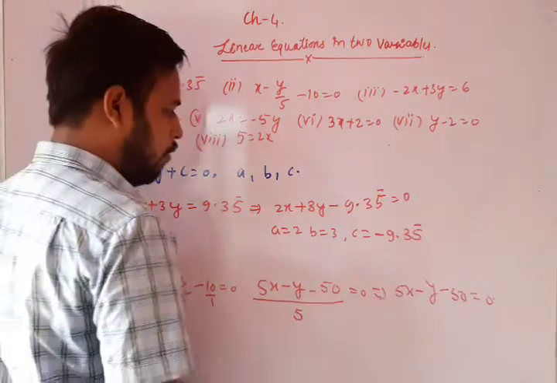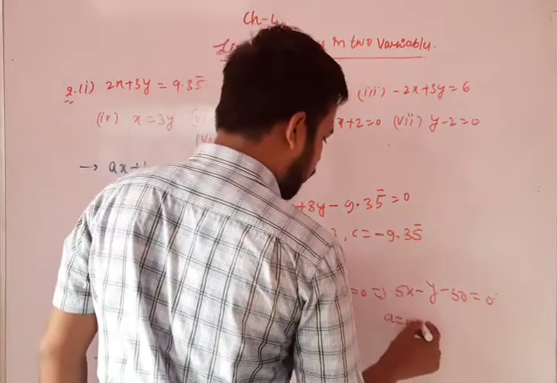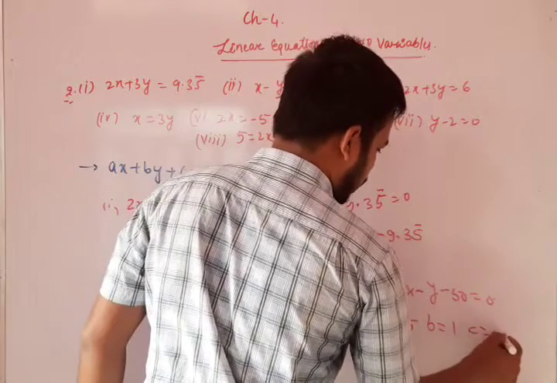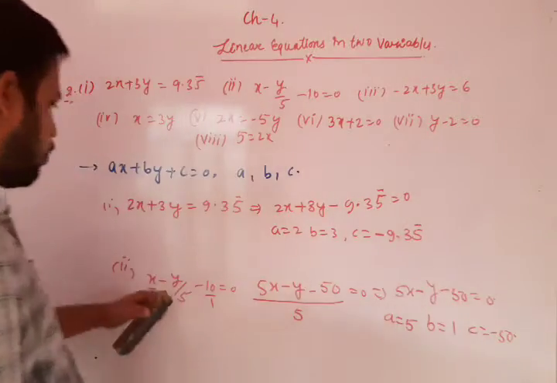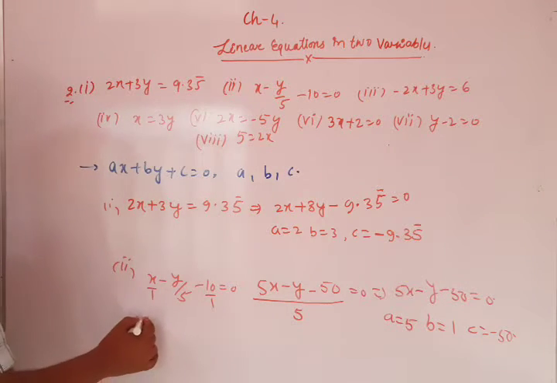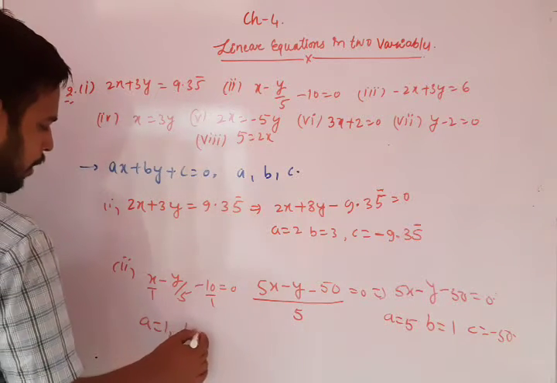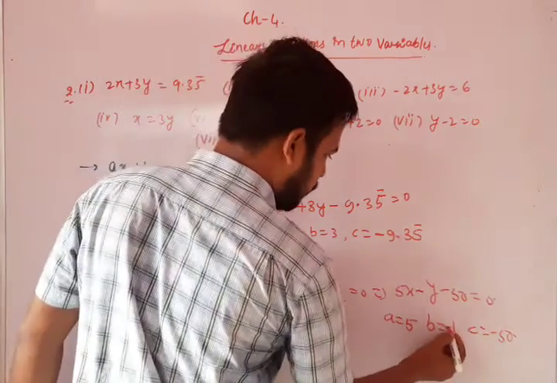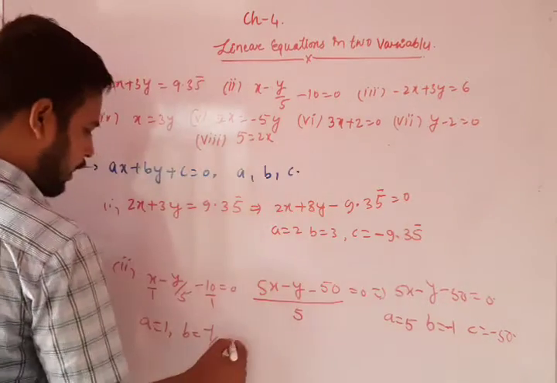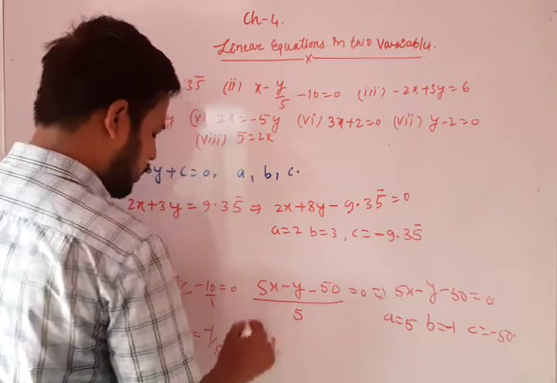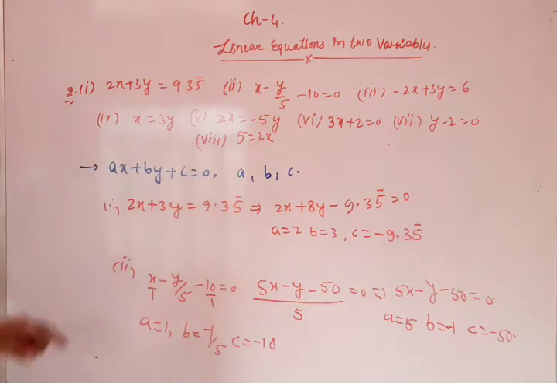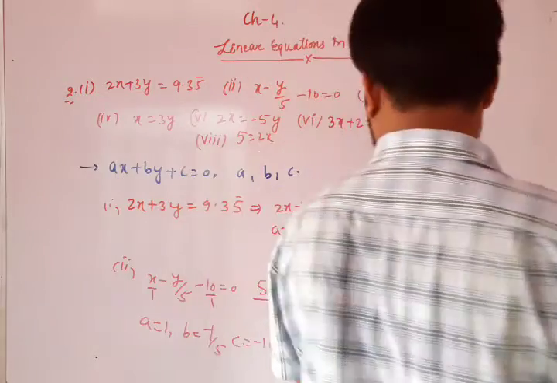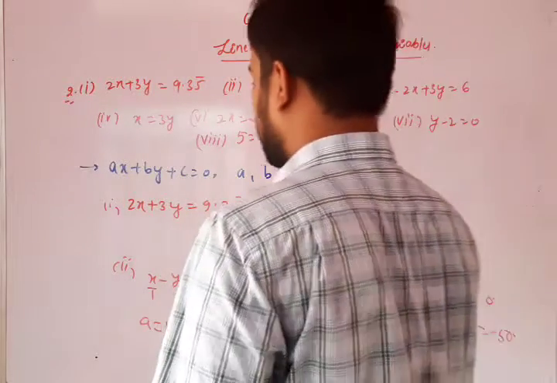Now what is the value of a? a equals 5, b equals minus 1, c equals minus 50. Suppose we want to write directly from here, then a equals 1, b equals minus 1 upon 5, and c will be minus 10. Why are we getting different values here? Here we are getting different values because we have taken the LCM.